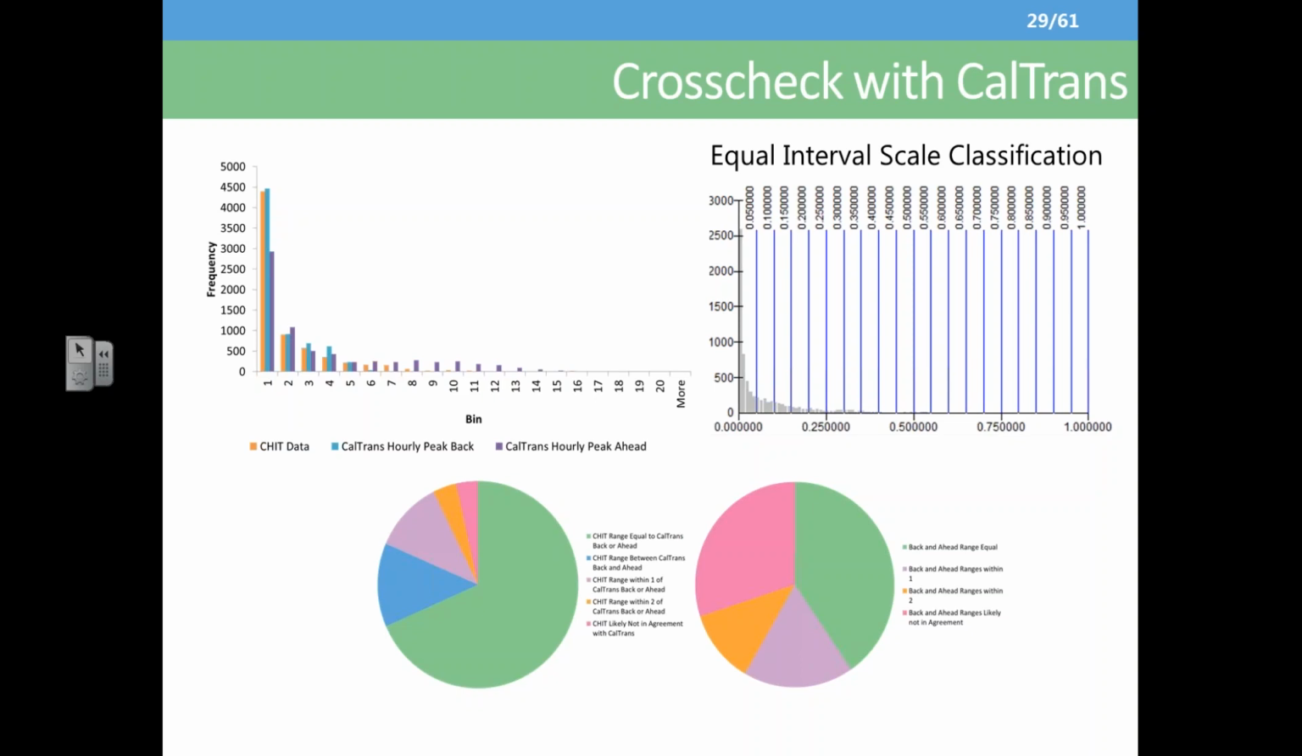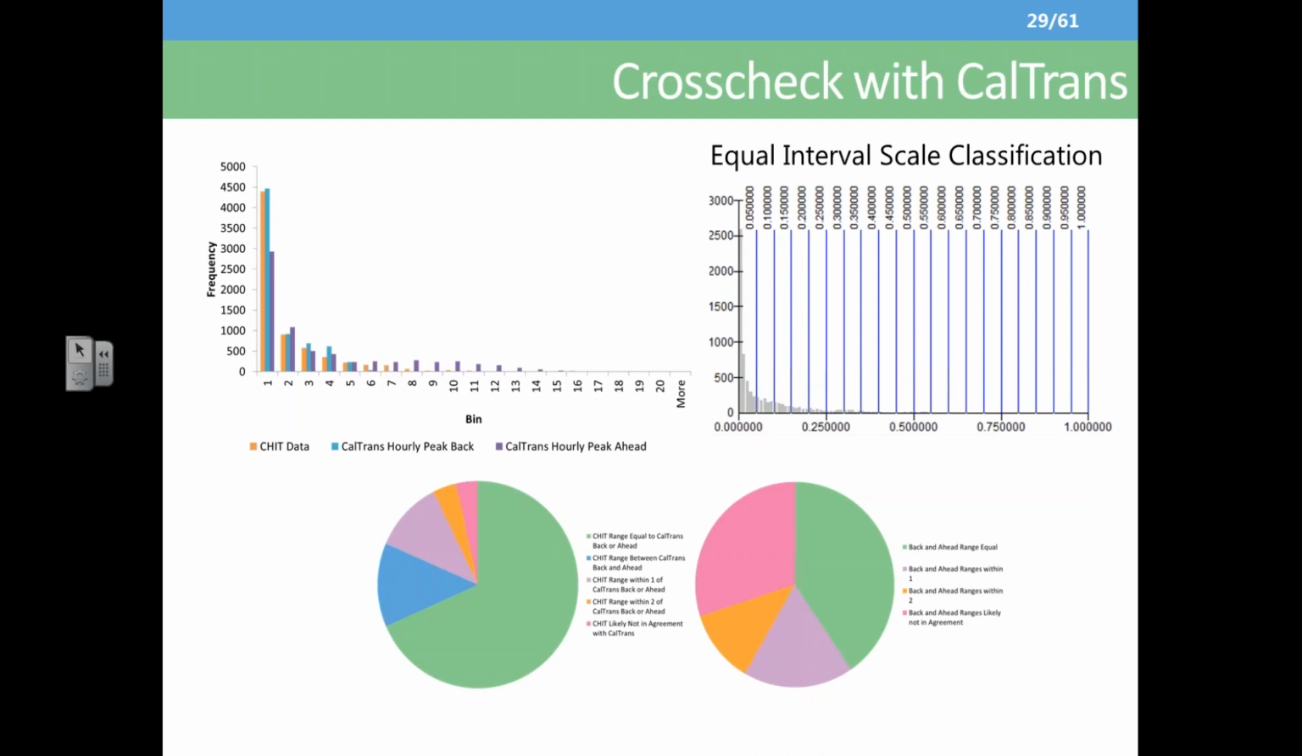Then on the bottom, in the previous slide we were just looking at the absolute difference, but if we're looking at this histogram, how does the simulation data compare in terms of the direction of the error? So this first green slice on the left pie chart means that the simulation is in the same bin on the histogram as either the CalTrans ahead direction or the CalTrans back direction. The blue slice on that same pie chart is where the simulation we ran is somewhere between the ahead direction and back direction.